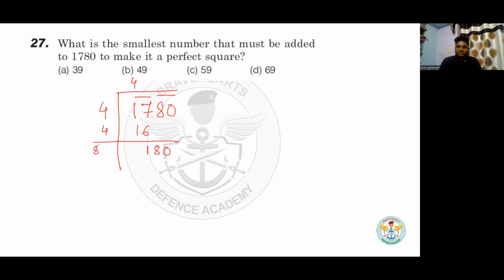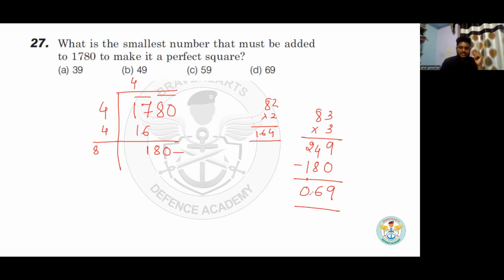Now I have to select a number which is bigger than 180 because we are selecting "added". If I take 2, it would have been 82 2s, that is, 164. But 164 is smaller than 180. So I have to select the next number. What is that? 83 3s: 3 3s are 9, 3 8s are 24. So my number is 249. I have to subtract 180 from it. 9 minus 0 is 9 and 14 minus 8 is 6. 2 minus 2 is 0. So what should be added? 69 should be added. Getting this?